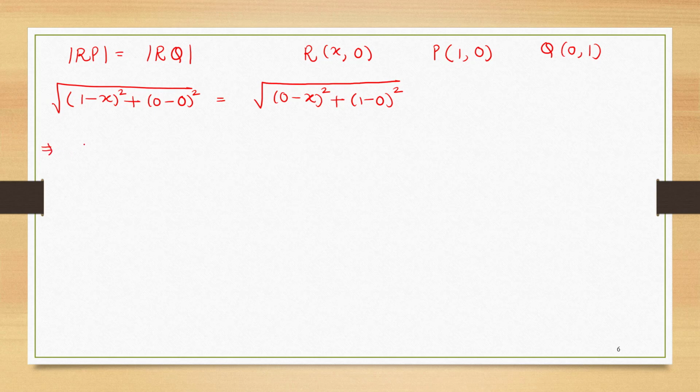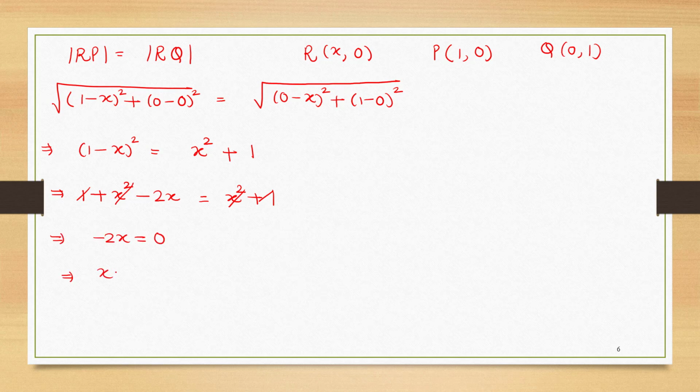Taking squares on both sides, we get (1 minus x) whole square plus (0 minus 0) whole square, which is 0, equal to (minus x) whole square, which is x square, plus 1 square, which is 1. (a minus b) whole square is a square plus b square minus 2ab, so on the left we get 1 plus x square minus 2x, and on the right we get x square plus 1. x square gets cancelled, 1 also gets cancelled. So we are left with 2x equal to 0, or x equal to 0. Hence this point R is (0, 0). So the origin is the point which is equidistant from P and Q and lies on the x-axis.